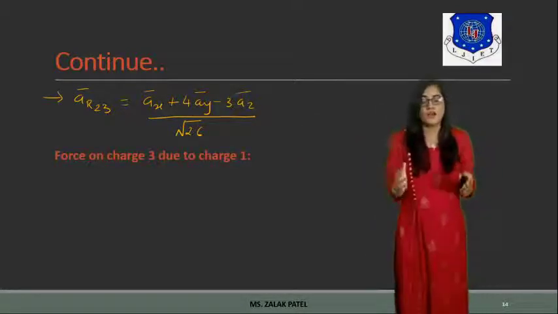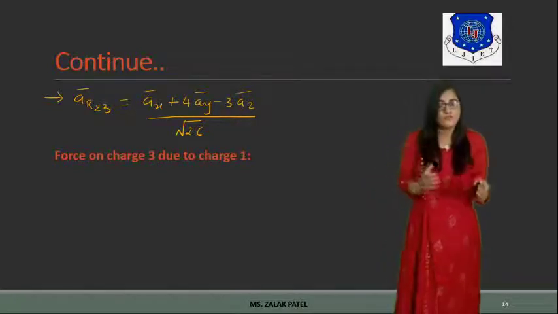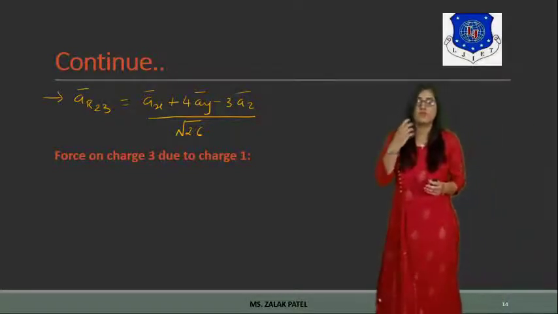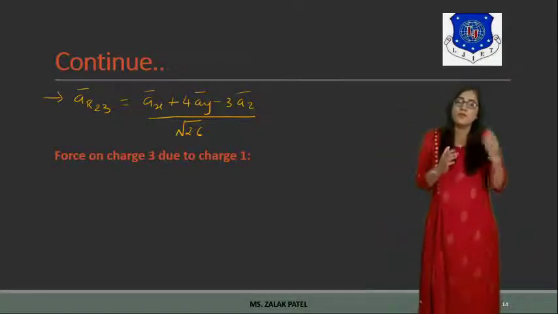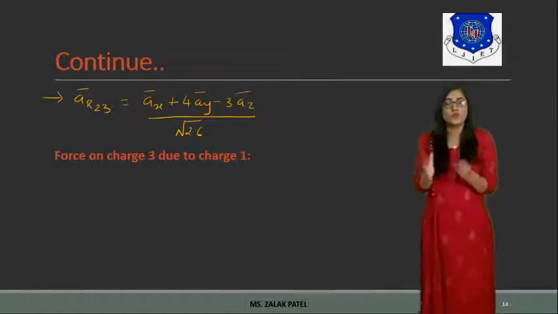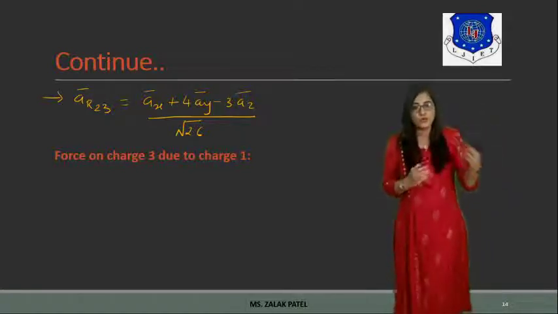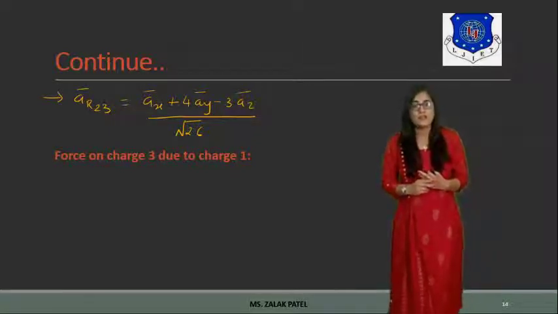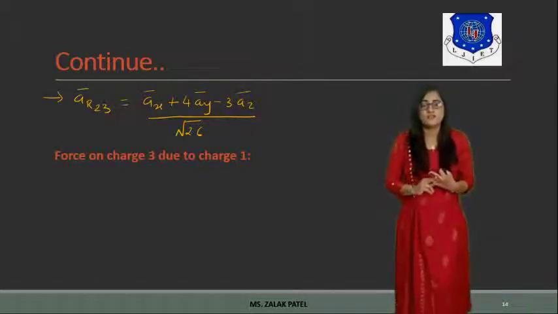So now we have the magnitude, unit vector as well as distance value for both the charges. So let's find the force on Q3 due to Q1. The force on Q3 due to Q1 means you have to use the R13 and R31 formula.